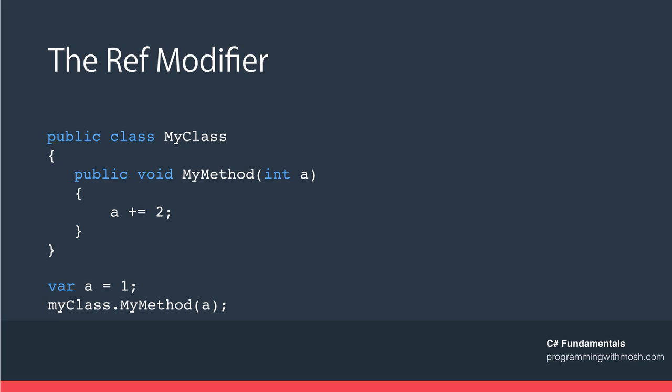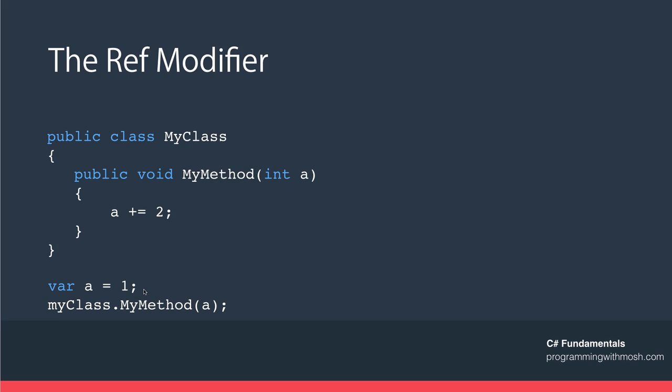So let's just imagine this my method here takes an integer, and whatever we pass, it adds 2 to that integer. Now take a look at this example here as what we would write to call that method. Now I have a question for you. Here we have set a to 1. We call my method and pass a. What do you think would be the result of a after returning from this method? Is it going to be 3? No, it's going to be 1, because a is a value type.